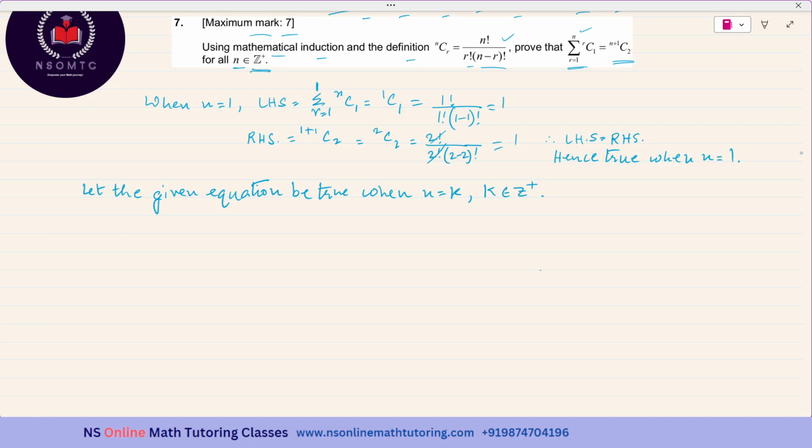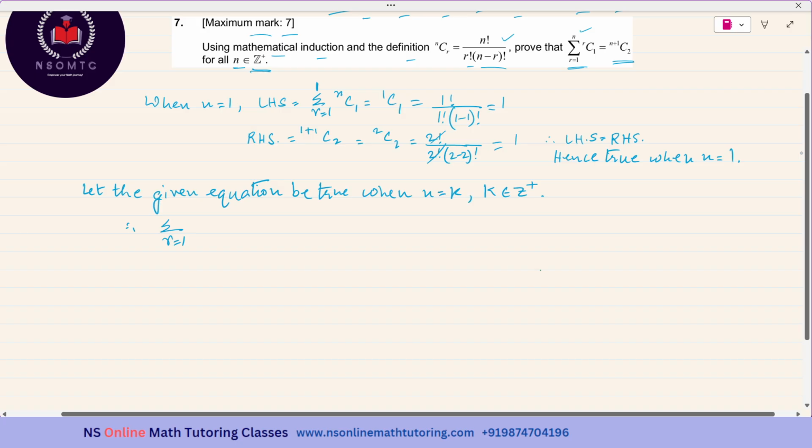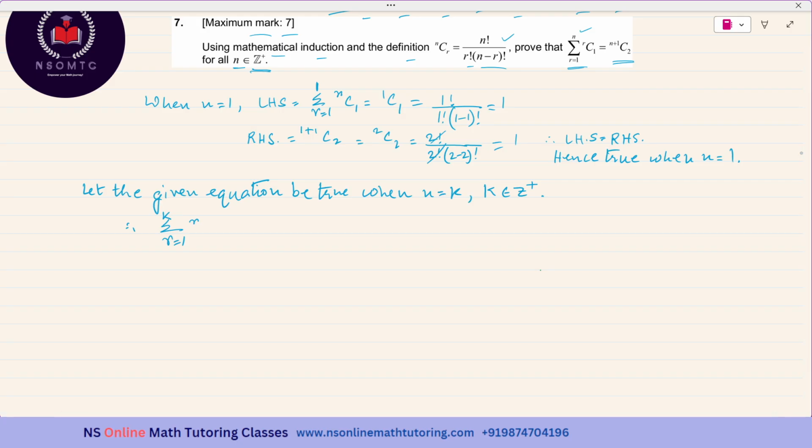Okay. Therefore, sigma r equal to 1 to, in place of n, I am writing k because now n is equal to k, rC1 is equal to k plus 1 C2. Okay. Is true.